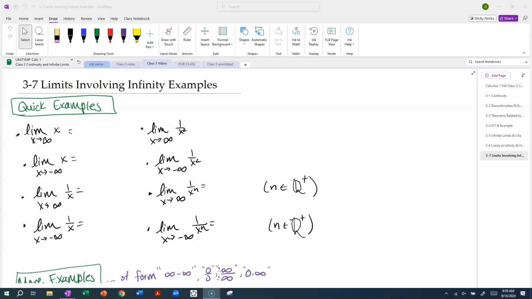And now we get to limits more algebraically speaking, and working with limits at infinity, and figuring out how they work algebraically. So here on the screen are just some quick examples that you should be able to more or less get through in about 10 to 30 seconds.